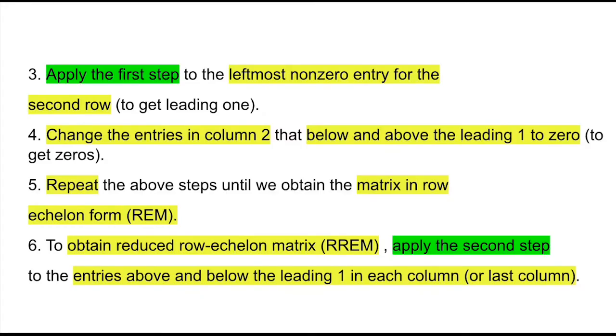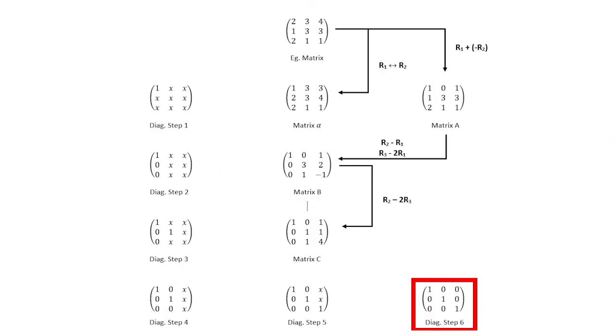And in step 6, you apply the second step for the elements above and below the leading one to become 0. So you will get the diagram of step 6, the RREM. So these are the reducing steps for the REM and RREM.